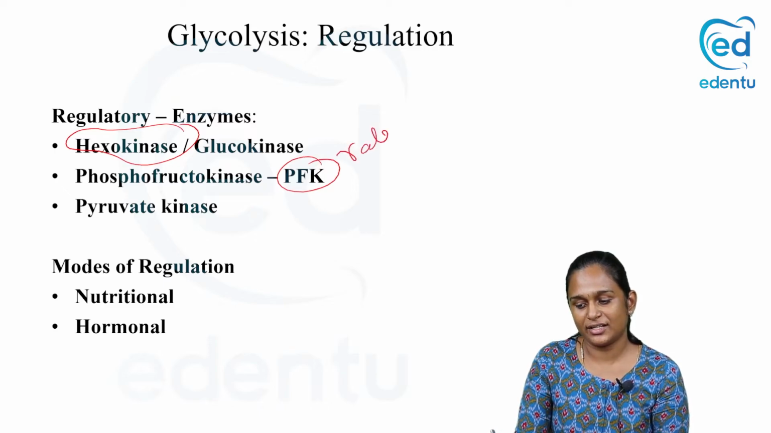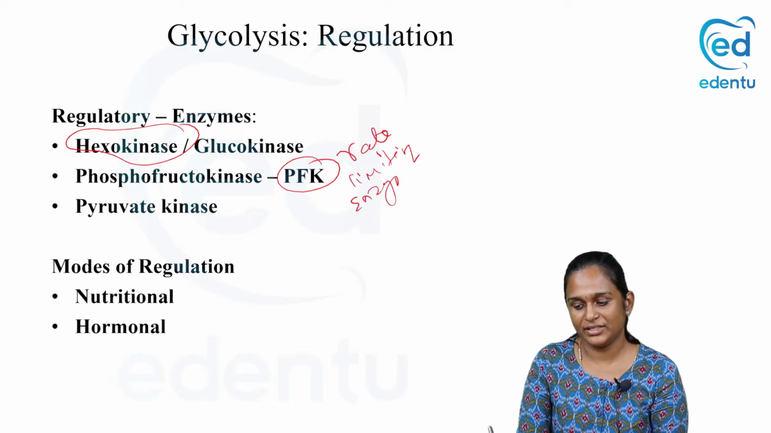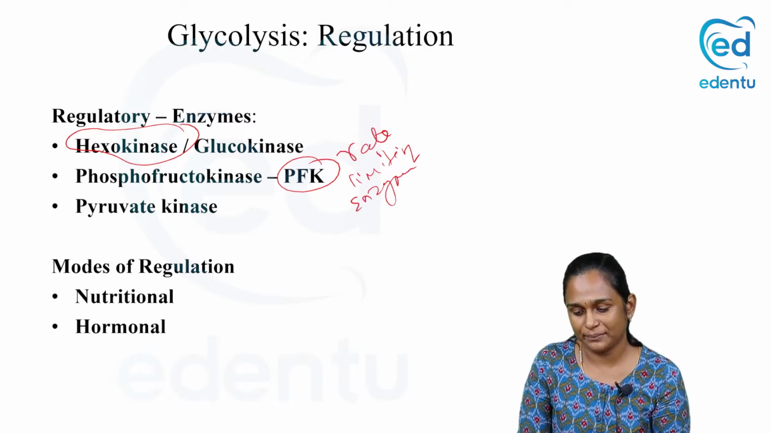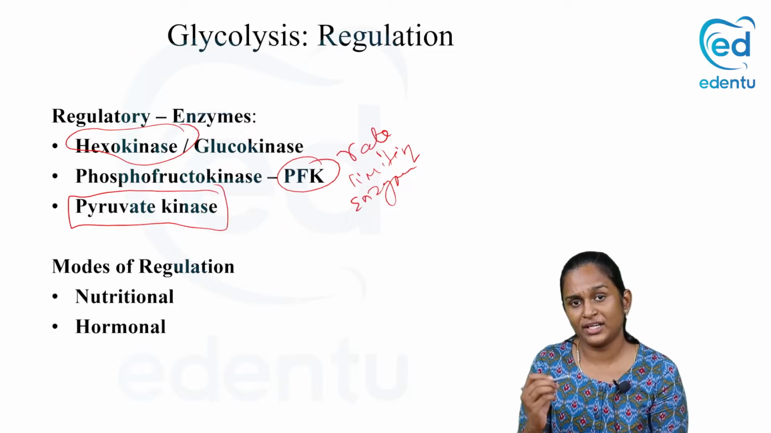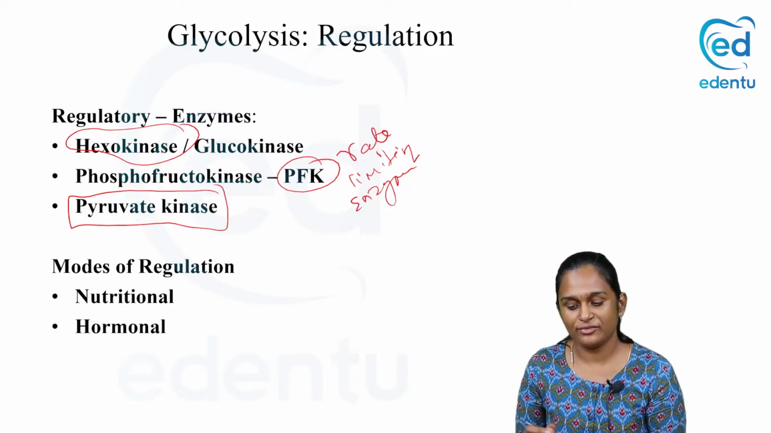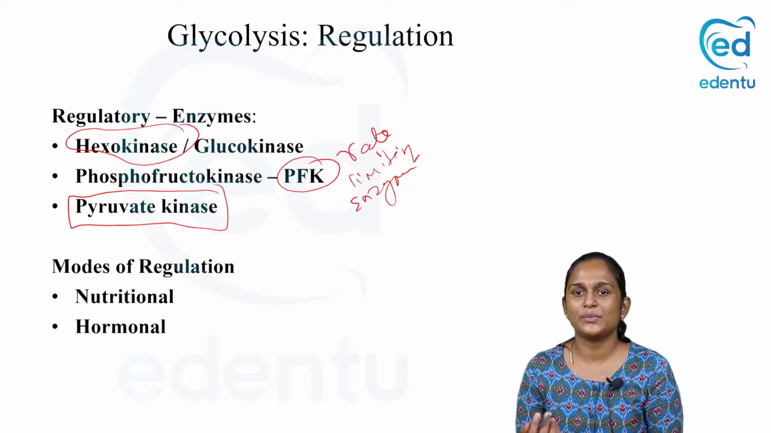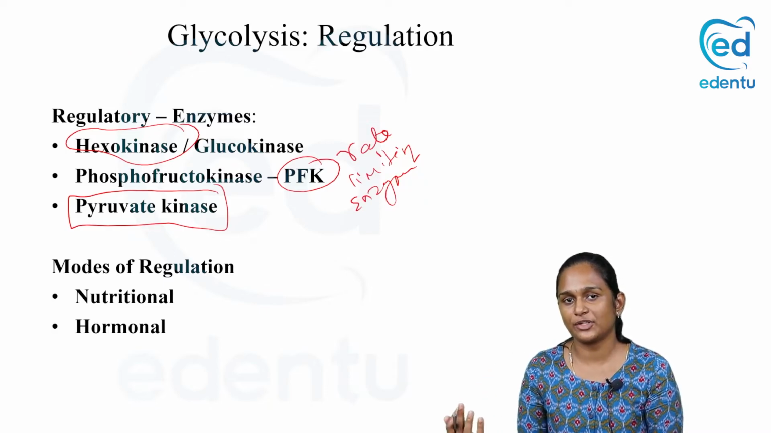This is the rate limiting enzyme of glycolysis. Right? Yes. The final enzyme, pyruvate kinase, is also one of the highly regulated enzymes of glycolysis. How can these enzymes be regulated? There are 3 different types of regulation.